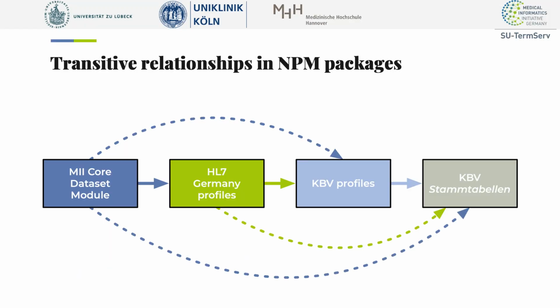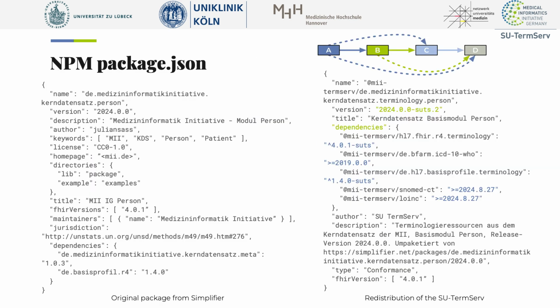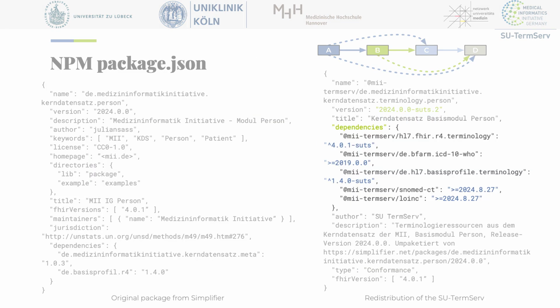Dependencies are transitive, which looks like this. So when a package from the core dataset depends on a package, for example, the base profiles defined by HL7 in Germany, and that package depends on a package from the KBV, which then depends on another package from the KBV, and so on, they're implicit and explicit dependencies. We have focused on these dependencies. You will, for example, not find a package-level dependency to SUMCT in the core dataset package, or anywhere down the chain. We also try to be as explicit as possible.